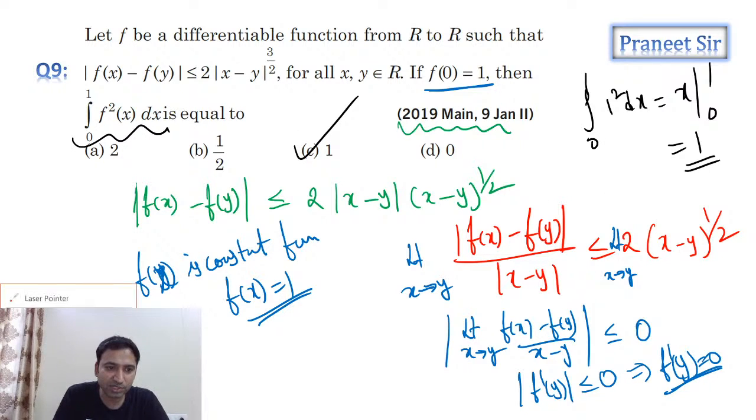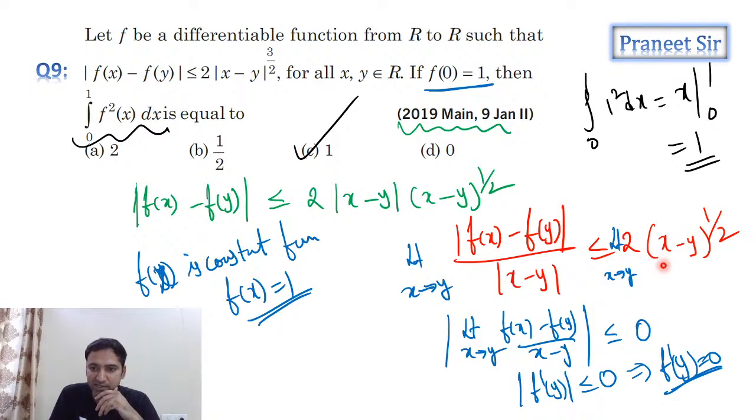Okay, let's discuss this question again. We can write mod x minus y whole power 3 by 2 as mod x minus y into square root of x minus y. And we are bringing this mod x minus y to the left hand side. This is like mod a by mod b. Can we write it as mod a by b? Yes, that's what we have done. And we applied the limit x tending to y. This is nothing but differentiation only, guys. This is nothing but f dash y, and this is 0.